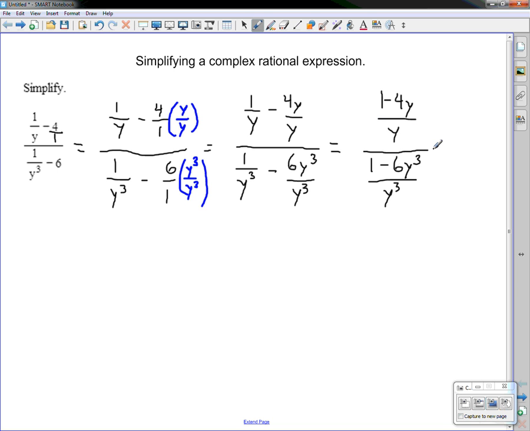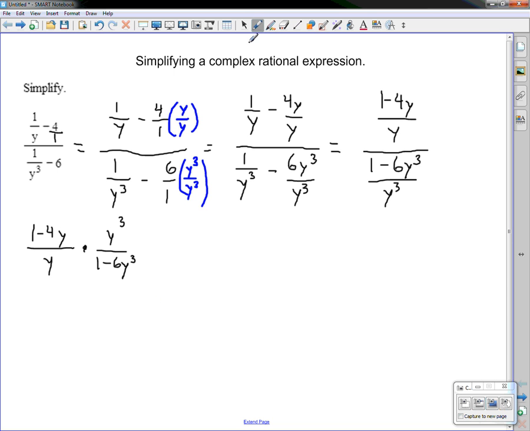So now to undo division, which is just this big bar in the middle here, we flip and multiply. So I'm going to take this bottom and flip and multiply it times my first one. So I have 1 minus 4y over y times the reciprocal of this, which is y cubed over 1 minus 6y cubed. So I've flipped that bottom one.